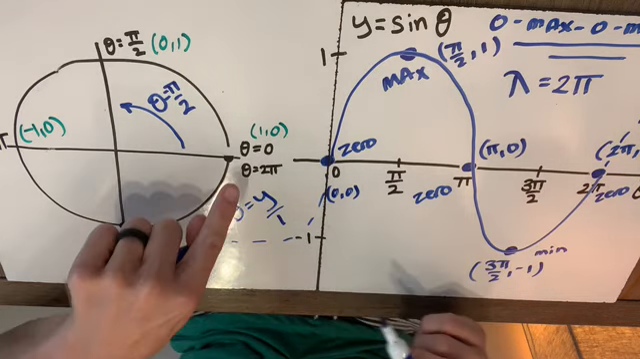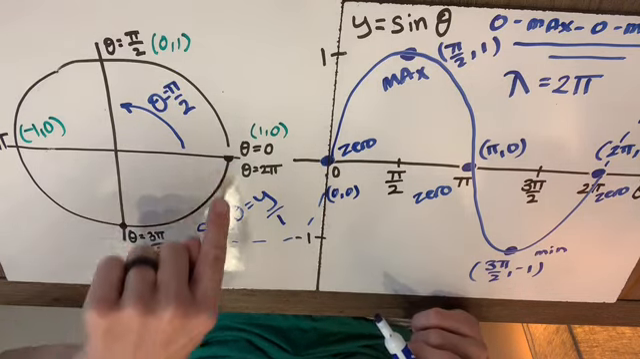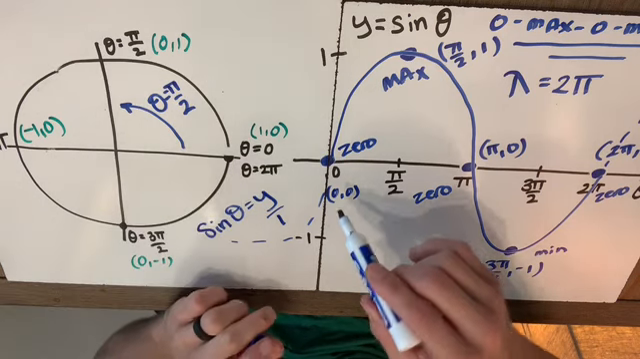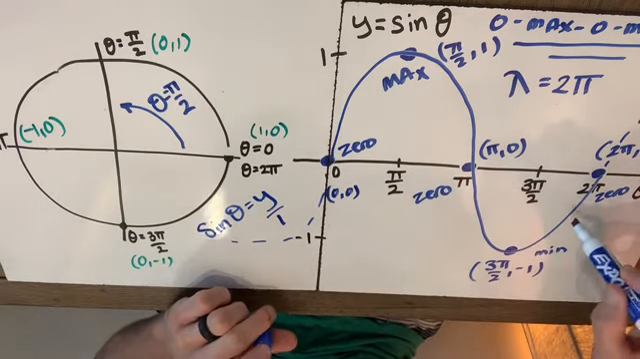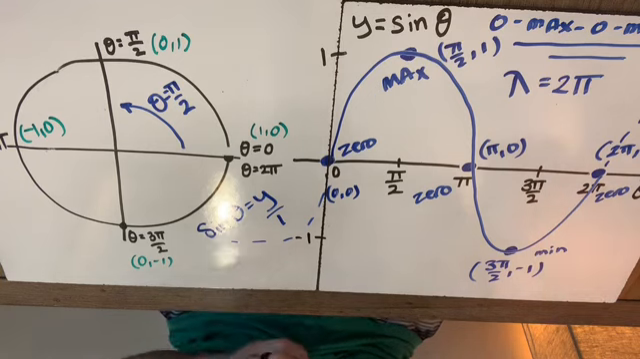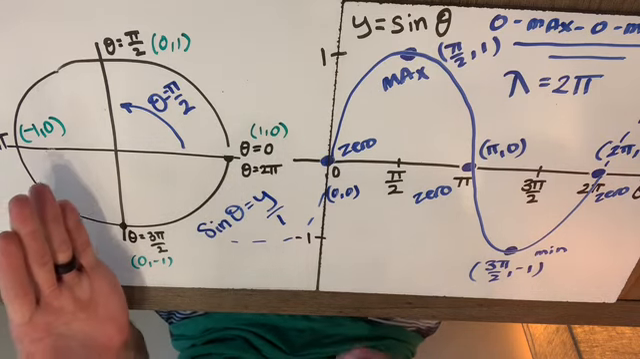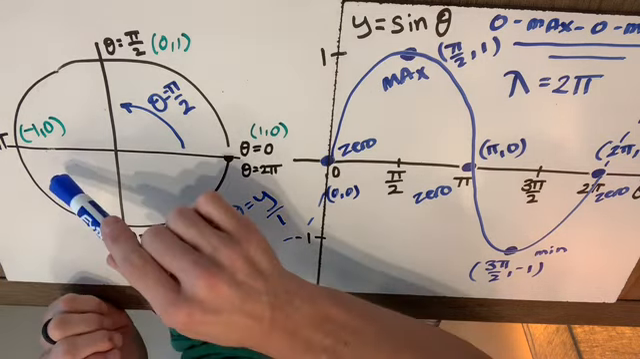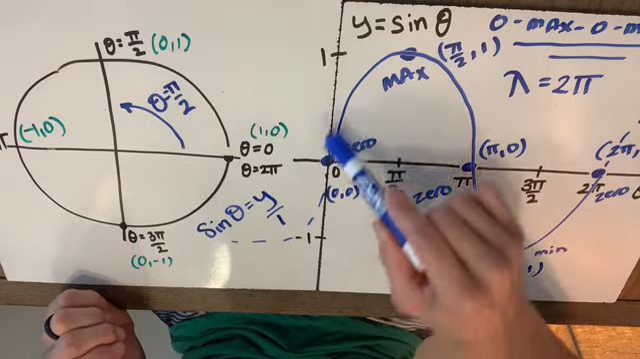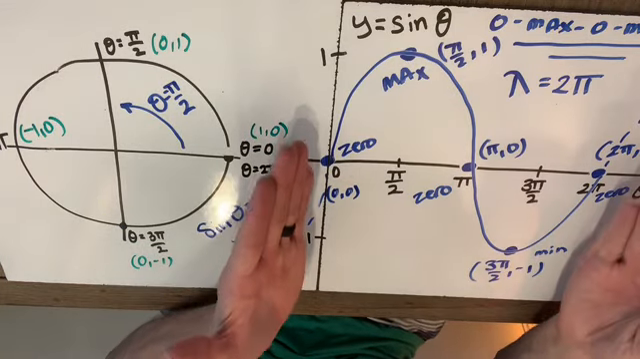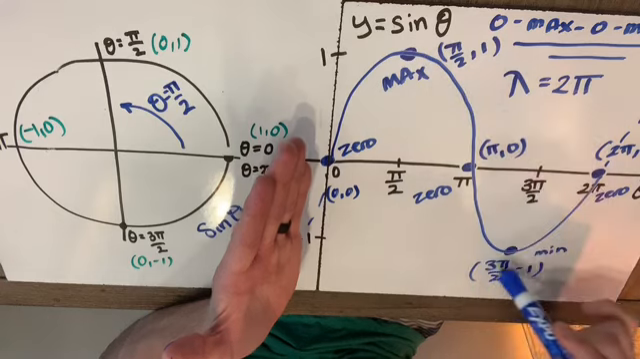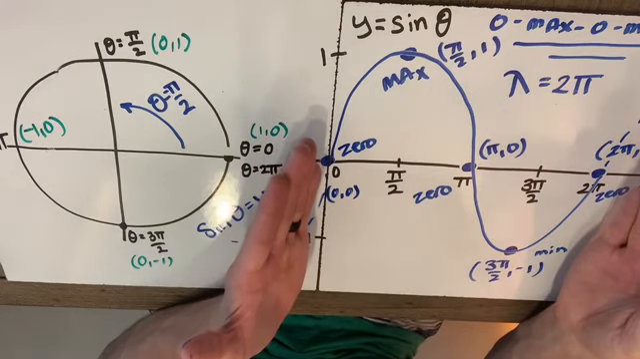So I just looked at the angles from 0 to 2 pi. If I went from 0 to 2 pi, I'd have 0 max, 0 min, 0, 0 max, 0 min, 0. It would keep on going in both directions. Or if I went from negative 2 pi to positive 2 pi, I'd have 0 max, 0 min, 0, 0 max, 0 min, 0. So each one of these 0 max, 0 min, 0 is a repeatable unit for the sine function.